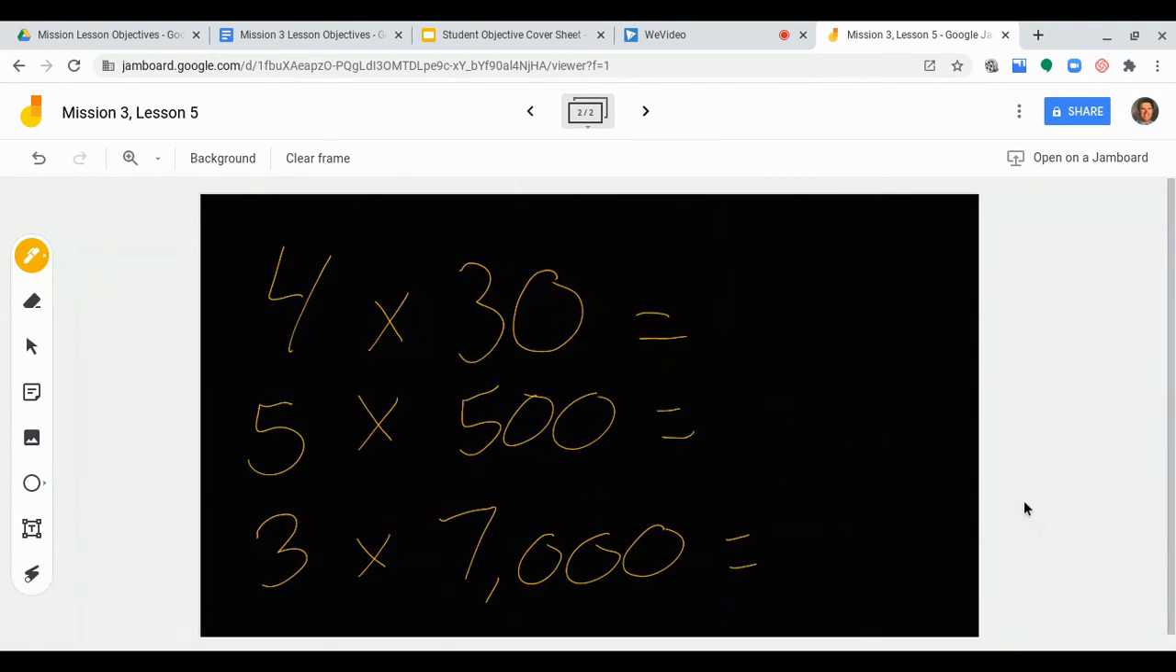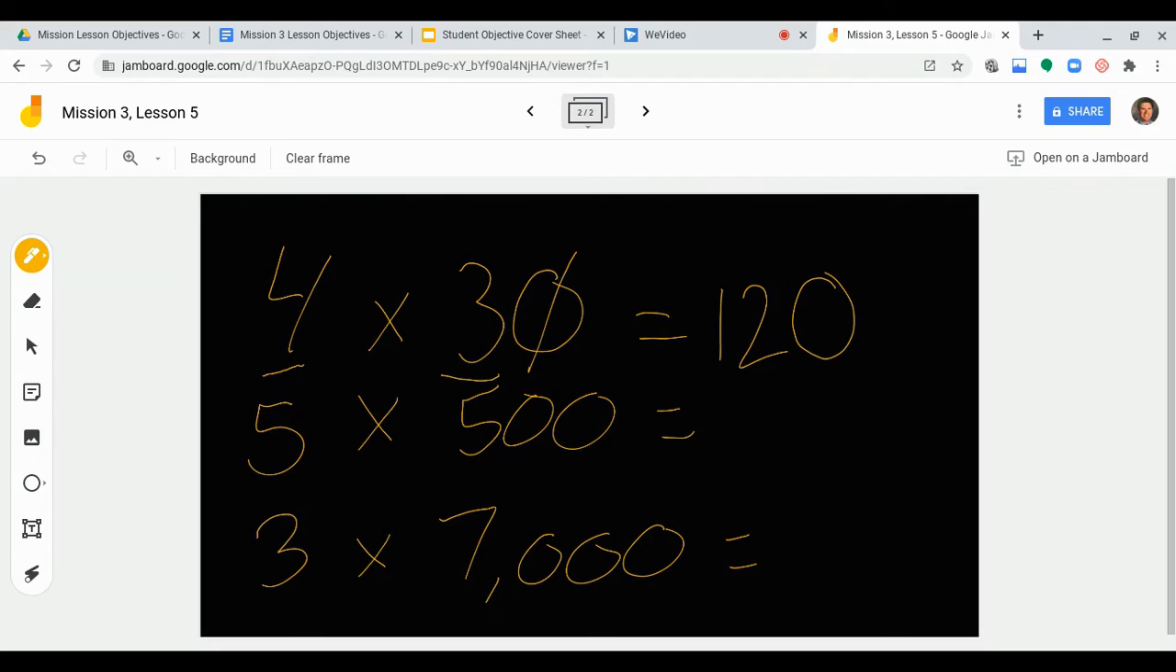So let's take a look here as we get a little more advanced. This first problem is 4 times 30. You may go, well, 4 times 30, that's a big number, Miss Morse. I don't know what that is yet. That's fine. Let's look at our little trick. I can tell you what 4 times 3 is. 4 times 3 is 12. And then how many zeros did I have on this 30? I had 1. All I need to do is put that 0 back on my product. 120. 4 times 30 is 120.